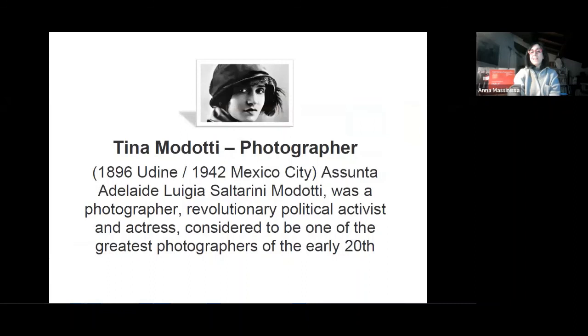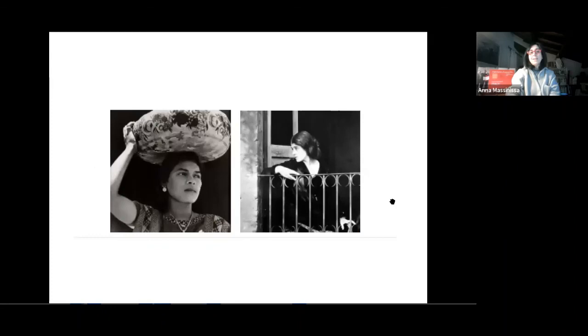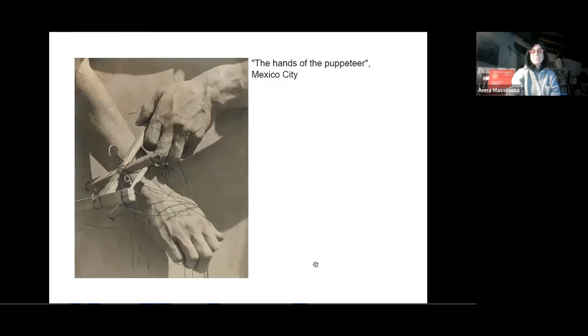And finally, I want you to focus on Tina Modotti. She was a photographer. She also was an actress and a very revolutionary political activist in Mexico during all her life. But she was most of all a great photographer, and she used photography in a time when photography was still documentation, and she started to use it a lot more as testimonials, as a witness of the women in Mexico during her period. This is another piece of art she did, again by photography, and this is the hands of the puppeteers, and it is still in Mexico City where she was born and died.